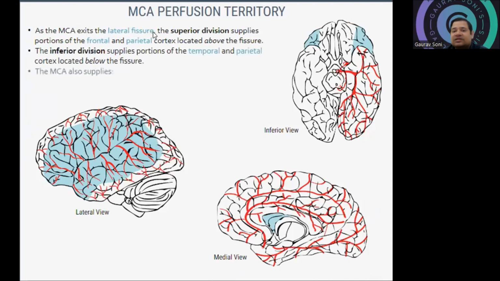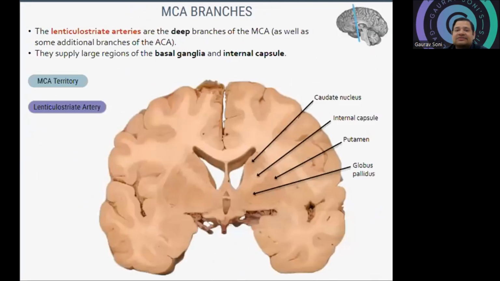So as it exits the lateral fissure, the superior division supplies the portion of frontal and parietal cortex above this fissure. The inferior division supplies the temporal and parietal cortex below this fissure. It also supplies the small area of the inferior surface of frontal lobe as well as deep structures, which will be discussed in the next part.